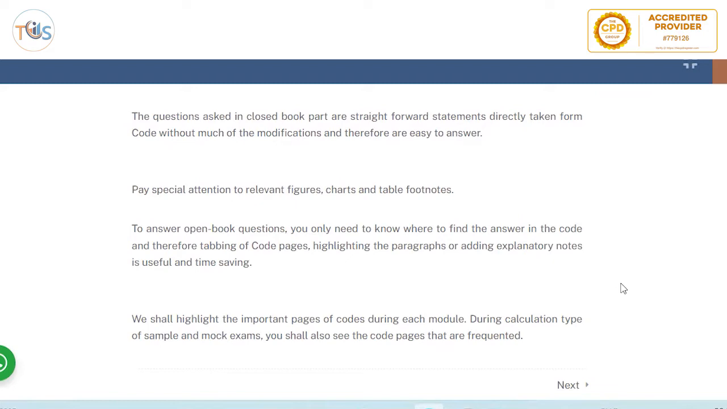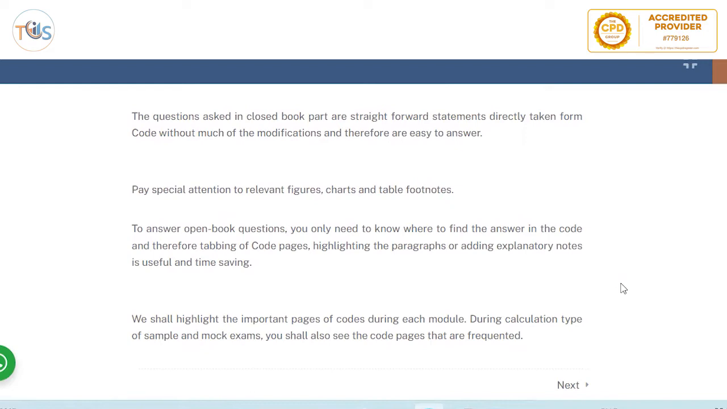So to answer an open book question, you only need to know where to find the answer in the code. So simple as that. Therefore, highlighting the paragraph, frequenting those pages during your open book mock exam questions that we have provided, that would be saving you a lot of time. And try to solve the question actually, even if it's a simple mathematical equation, try to solve it.